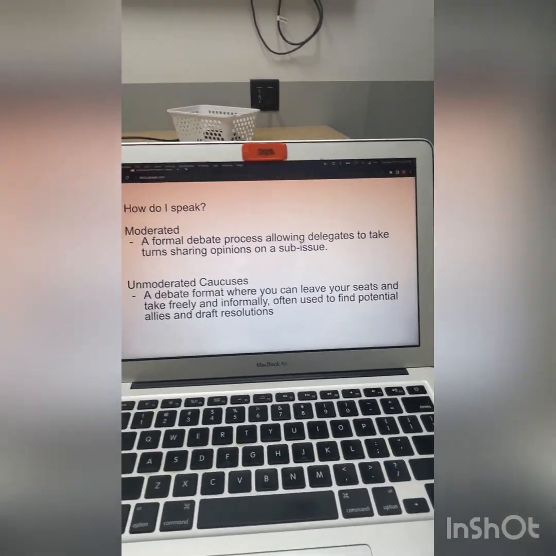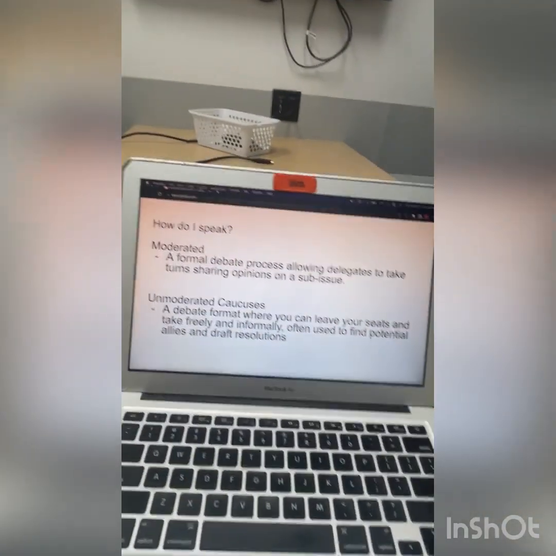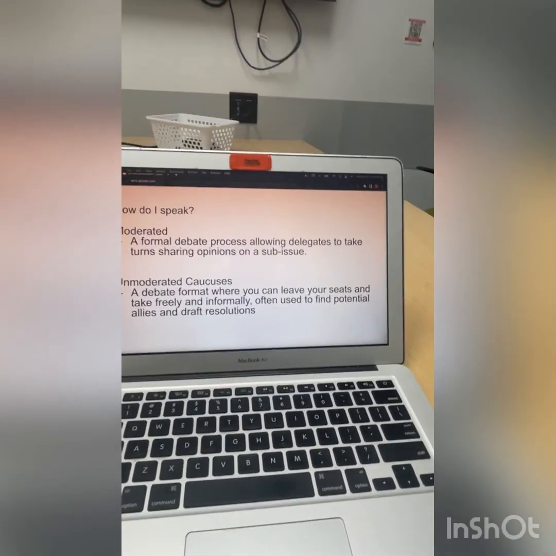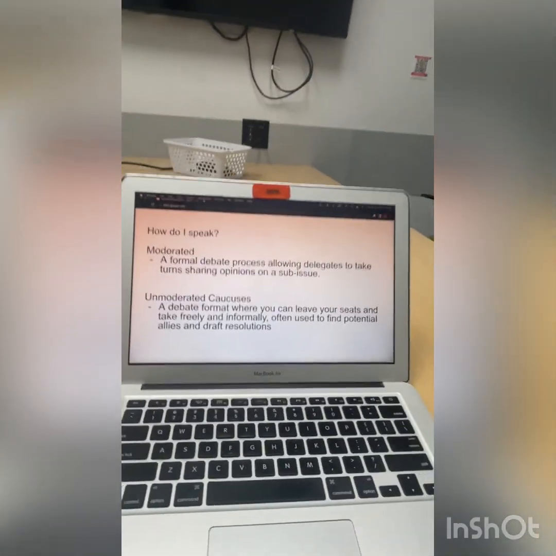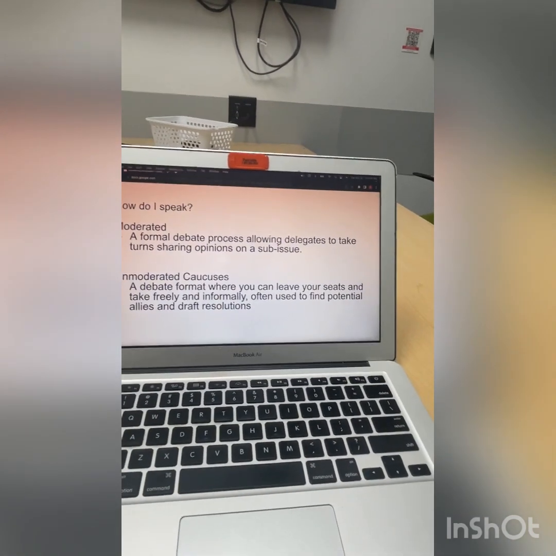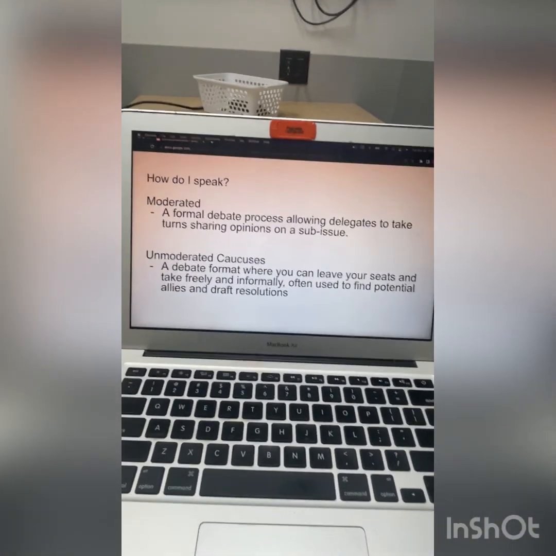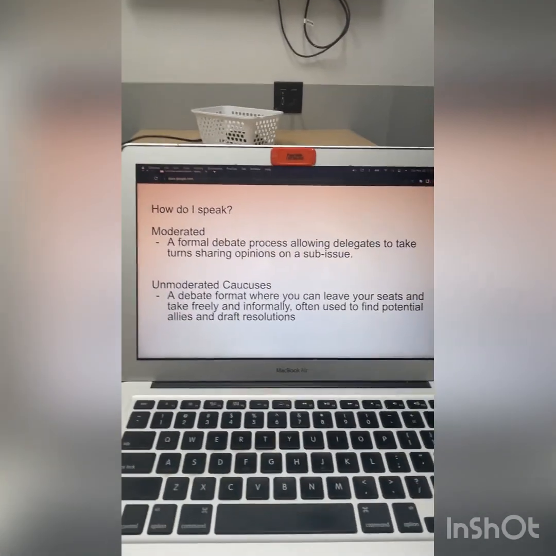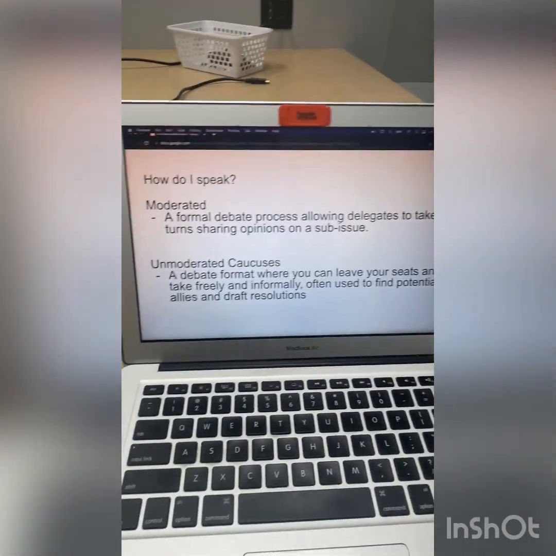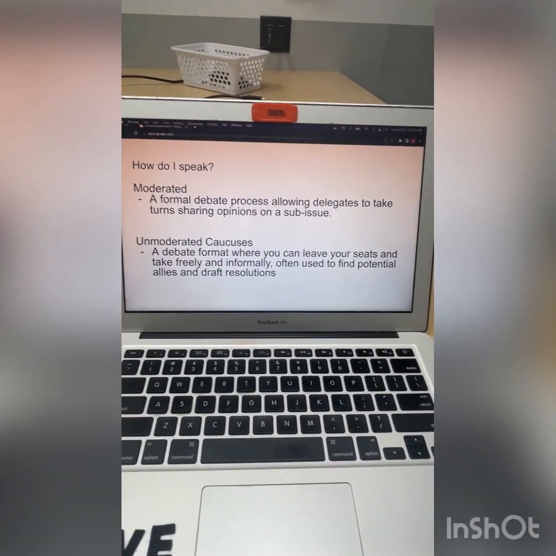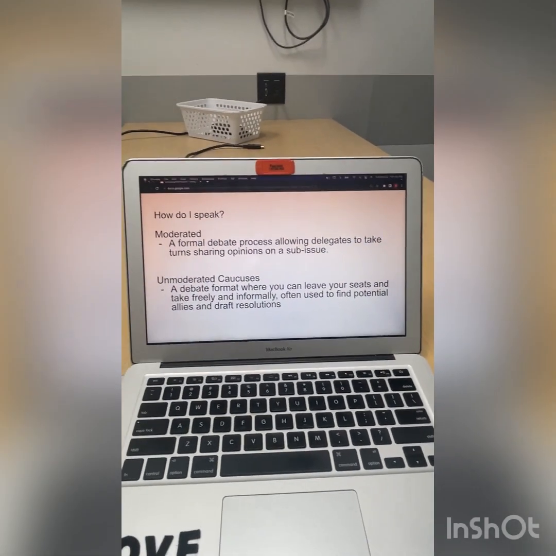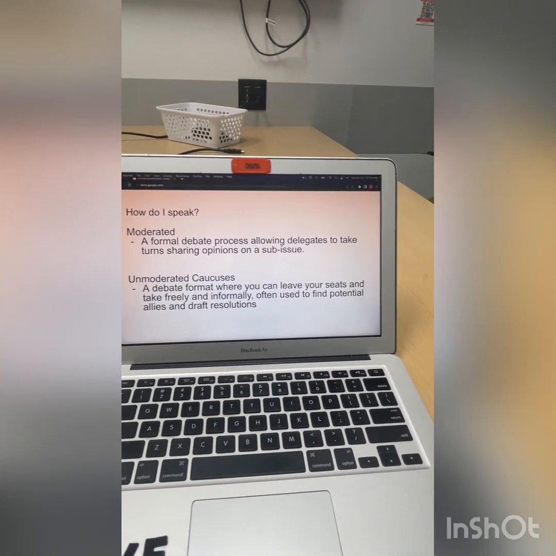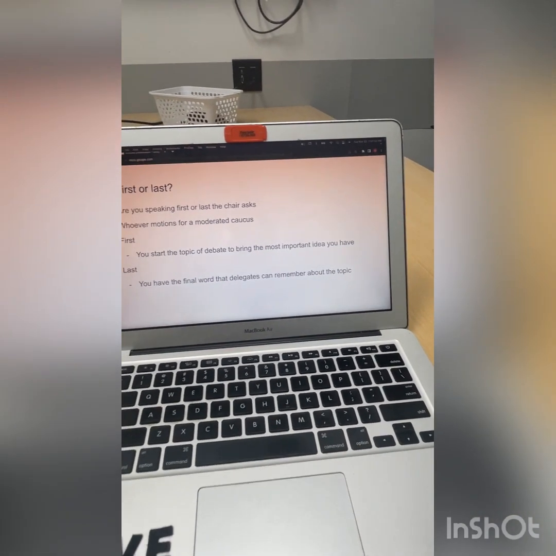Unmoderated caucuses are an informal debate, where you can leave your seats, go talk freely, make friends, and do whatever you'd like, go to the bathroom, eat food, but mostly this is a great time to find potential allies and draft resolutions. There is obviously a limit to the amount of moderated caucuses you can have because these are formal debate structures, and so they encourage more and more moderated debates.